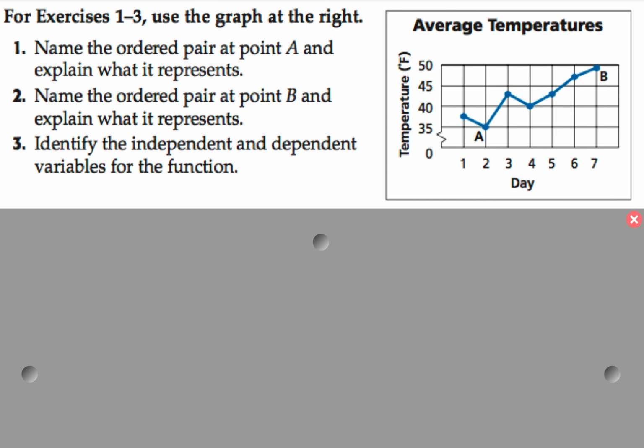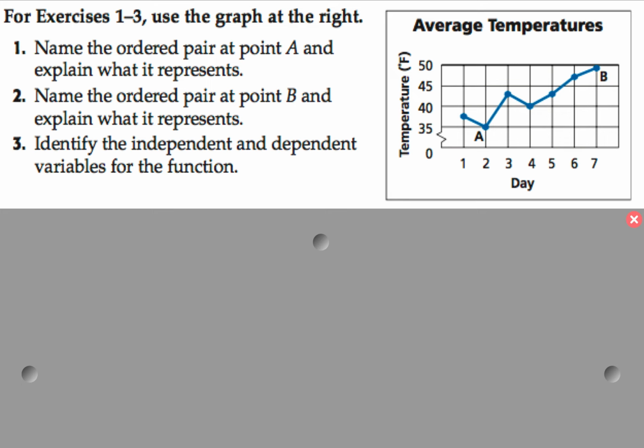Okay, now let's look at interpreting some things off of a graph. Let's name the ordered pair at point A. By the way, when you're reading a graph, I recommend reading the title. It says average temperature. Read the x-axis. It says day. Look at the numbers. It counts up 1 through 7. Look at the y-axis, temperature in degrees Fahrenheit, and look at the numbers. It goes 35, 40, 45, 50. Okay, so we've got temperature compared to days.